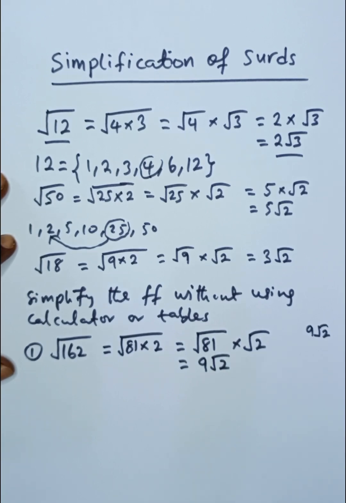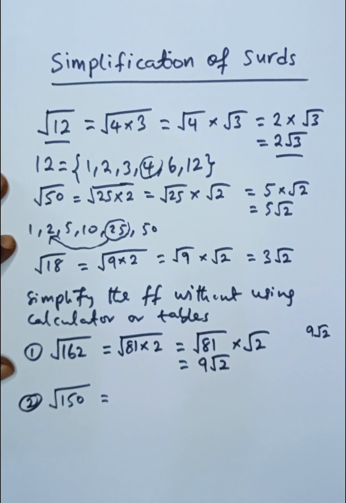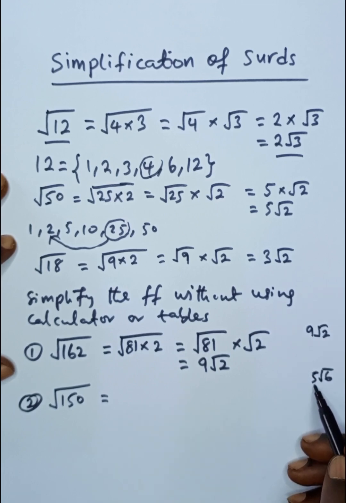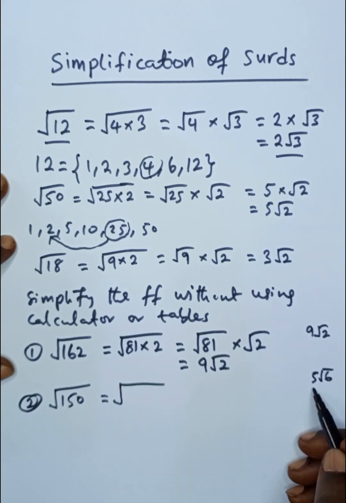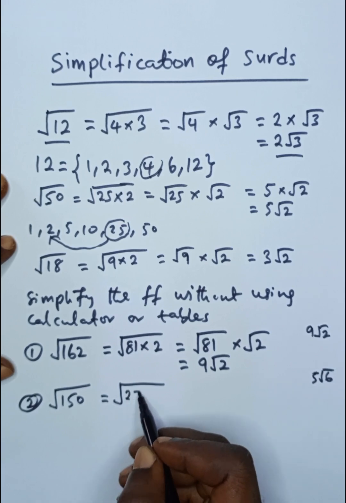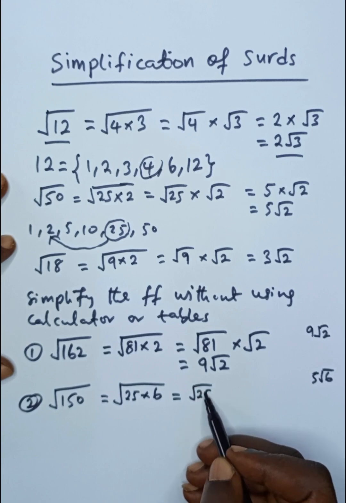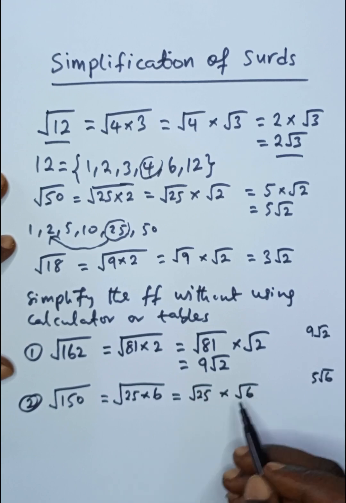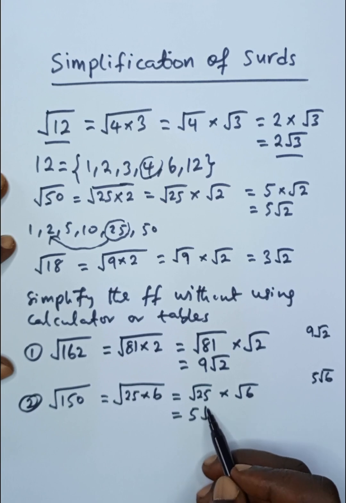Okay, let me solve one more example, how to simplify a huge number. Square root of 150. What I will do is punch square root of 150, and the answer is 5 root 6. To get the highest perfect square, the number outside the root sign is 5. I will multiply the 5 by itself to get the highest perfect square. So when I multiply 5 by itself, I will get 25. So it's going to be 25 times 6. This is going to be root 25 times root 6, and root 25 is 5, multiplying root 6.